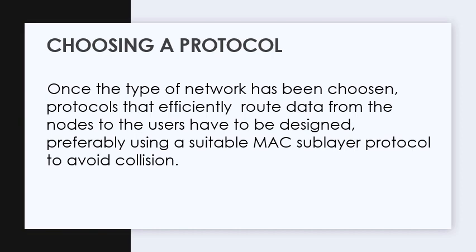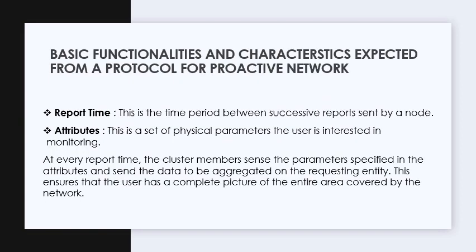Choosing a protocol. Once the type of network has been chosen, protocols that efficiently route data from the nodes to the user have to be designed, preferably using a suitable MAC sublayer protocol to avoid collision. The basic functionalities and characteristics expected from a protocol for a proactive network are report time and attributes. What is report time? This is the time required between successive reports sent by a node. And what are attributes? This is a set of physical parameters the user is interested in monitoring.